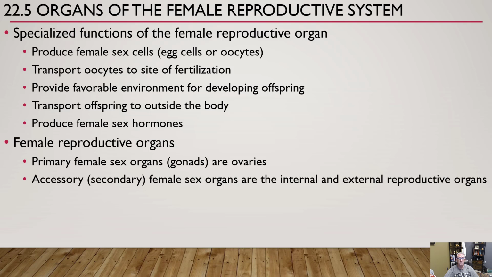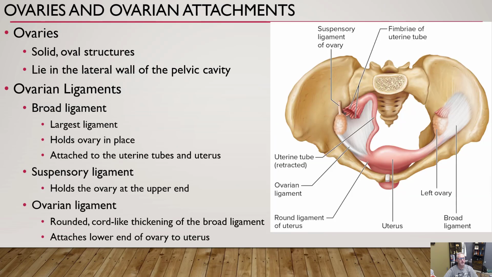Female reproductive organs: we have our primary ones that are the ovaries. Those are the gonads. And we also have the secondary or accessory sex organs. The females have internal and external secondary reproductive organs as well. The ovaries are solid structures. They lie in the wall of the pelvic cavity. You can see that they are pretty much attached to the hip bones there.